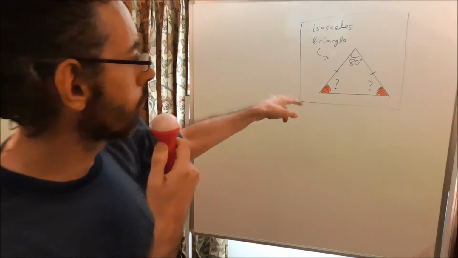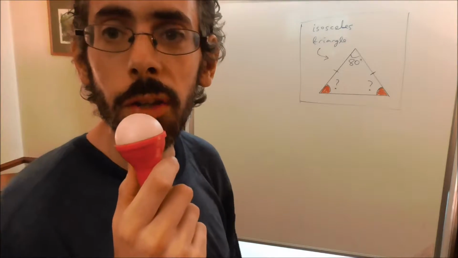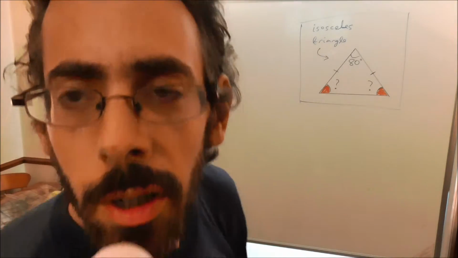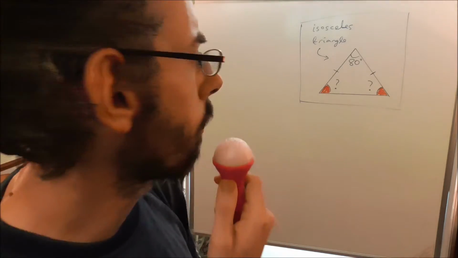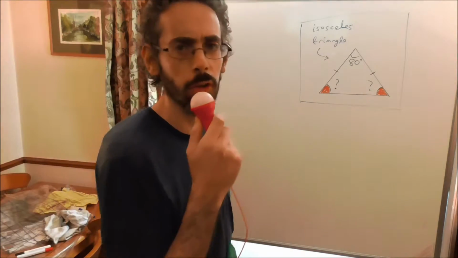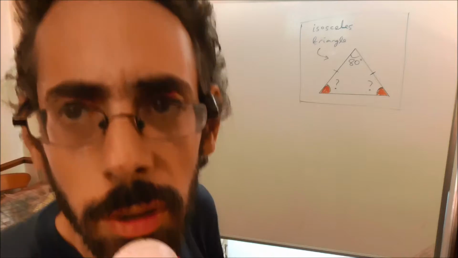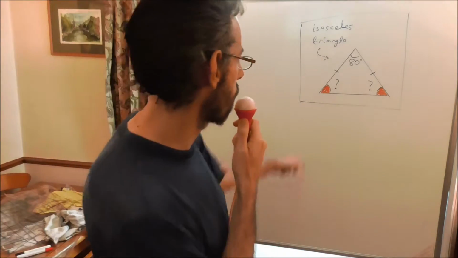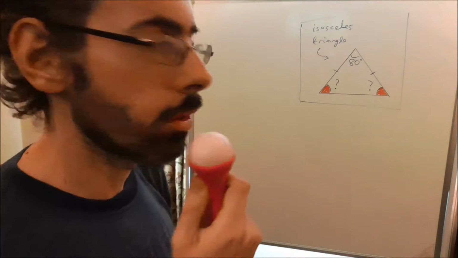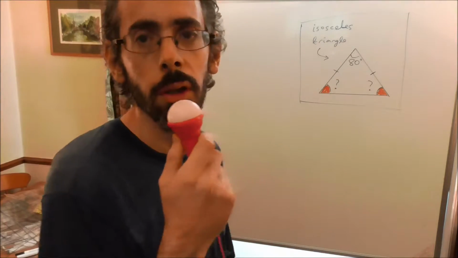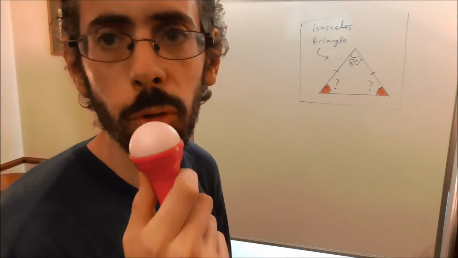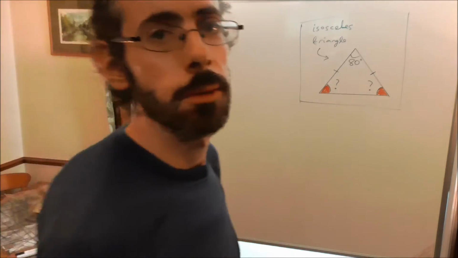And he showed me this isosceles triangle here. He said, how confident are you that you can work out these two red angles? And I said, 50-50. He said, I'm sorry, I'm looking for someone a bit more sure of themselves.